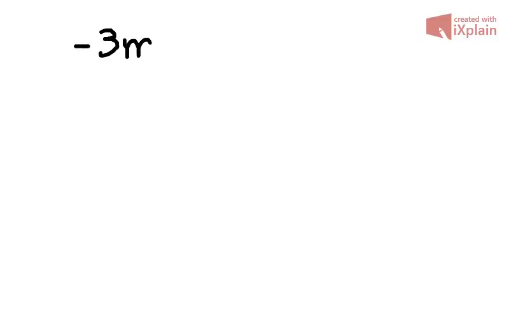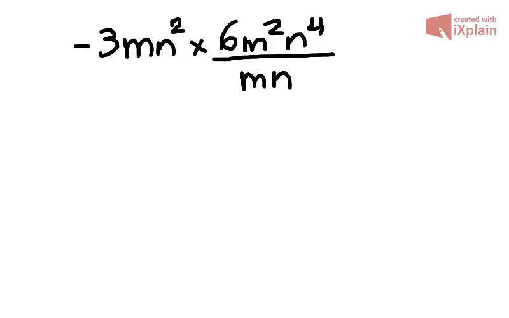Simplifying an expression: negative 3mn squared multiplied by 6m squared n to the 4 over mn. There are two ways we can go about this problem. One of them is imagining we have two fractions multiplying together. So we need to see a fraction here in the first factor, and the number on the bottom that we don't see is an invisible 1.